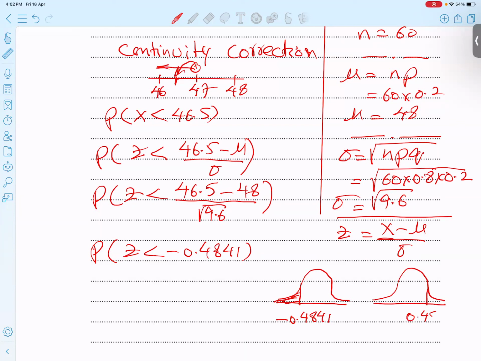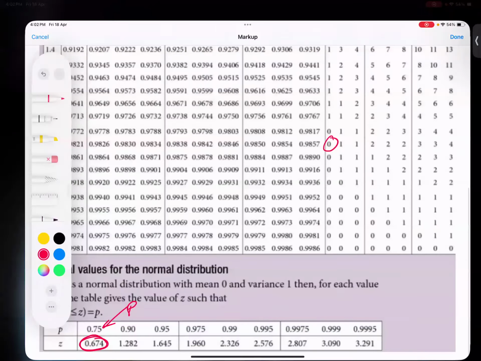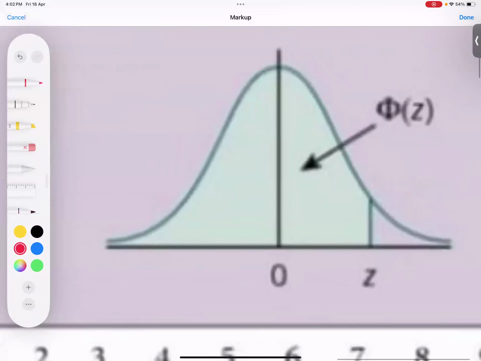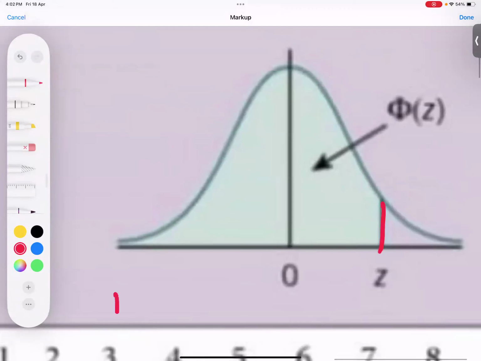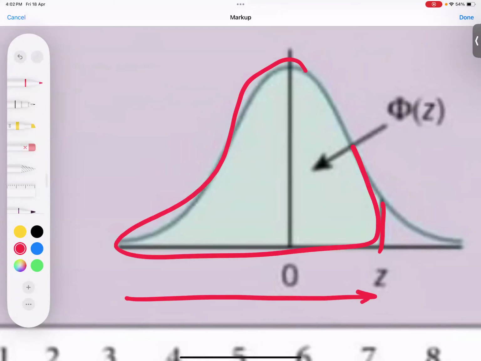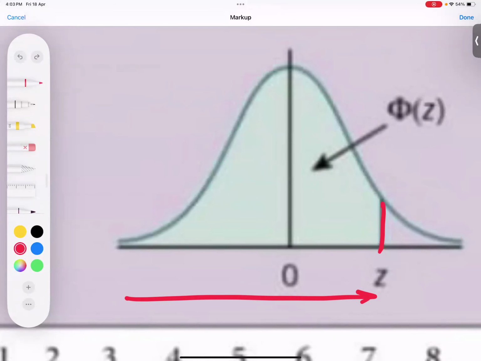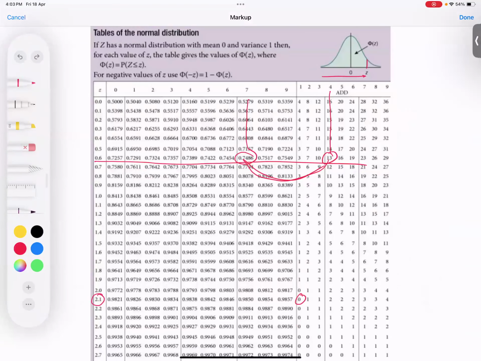And if I convert this negative into a positive value, this area and this area are equal to each other. So how to get this one? This white part is phi of 0.4841. But I'm looking for the reddish part, so 1 minus that. The reason is that this whole table gives the value from the left side, never from the right side. So this is from the left till the number, and this is called phi of that. But if I'm looking for the rest, it is 1 minus phi of that. I hope you got the point.